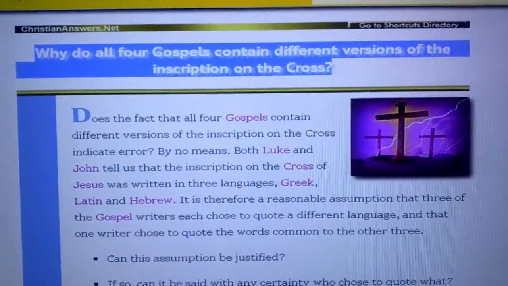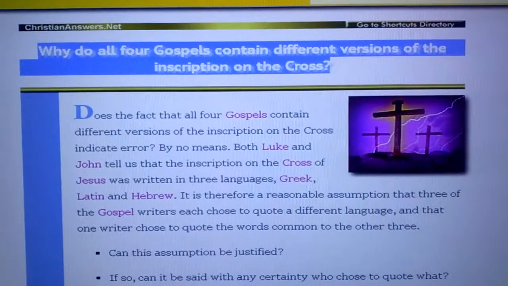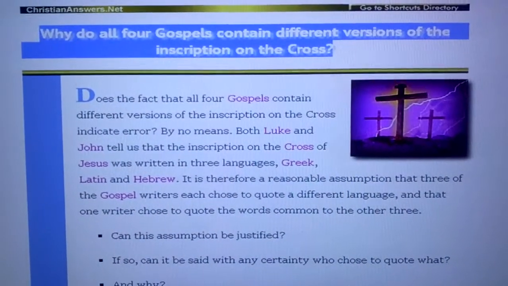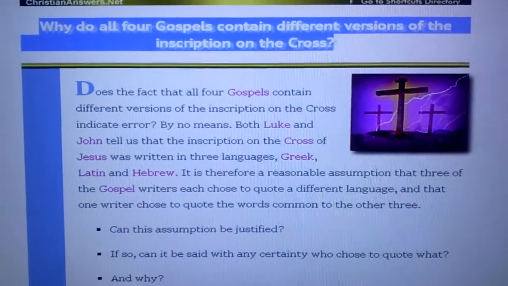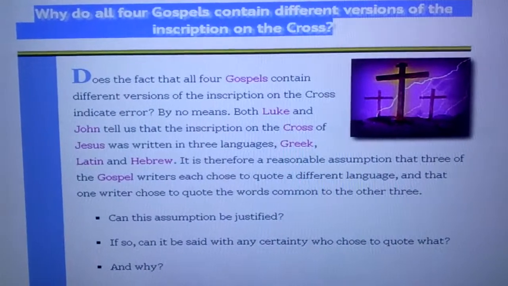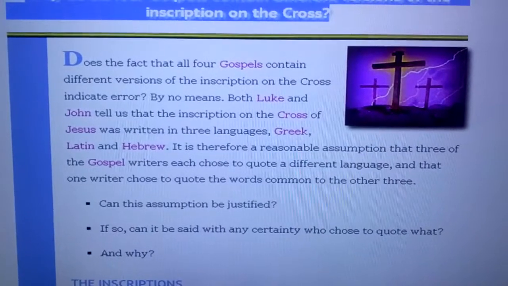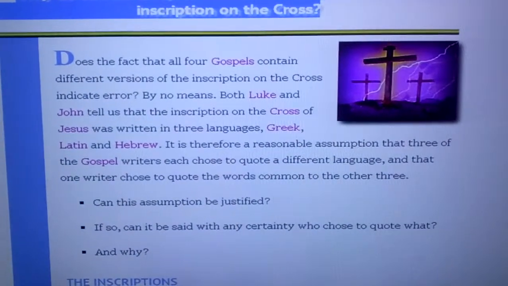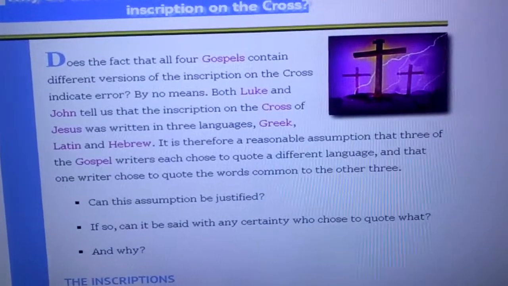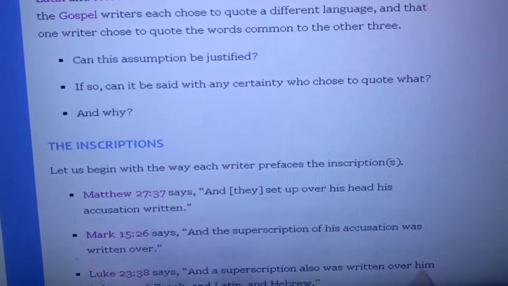Why do all four Gospels contain different versions of the inscription on the cross? Does this indicate error? By no means. Both Luke and John tell us that the inscription on the cross of Jesus was written in three languages: Greek, Hebrew, and Latin. It is therefore a reasonable assumption that three of the Gospel writers each chose to quote a different language, and that one writer chose to quote the words common to the other three.